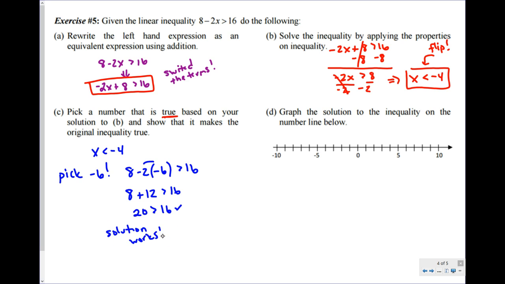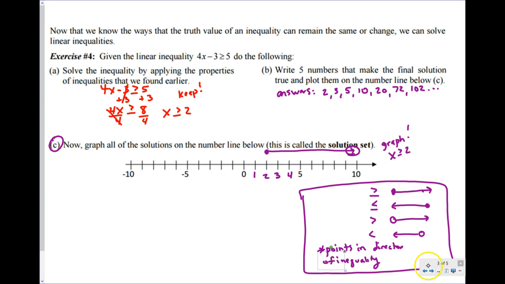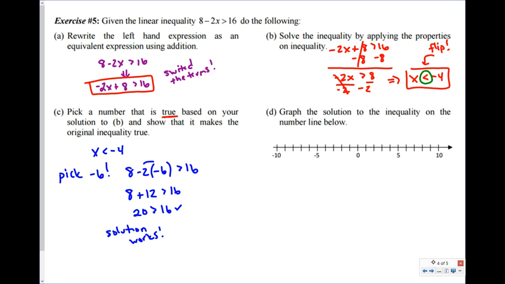Okay? Now part D, since I've got to graph this, I'm going to remember my graphing rules from before. So I have a less than sign. I'm going to go back here and look. A less than sign is right here. So I need an open circle and an arrow pointing to the left. So an open circle on negative 4, which is right here. See, there's negative 1, negative 2, negative 3, negative 4. And I need to make my circle open because it's a less than, and it's everything less than negative 4.